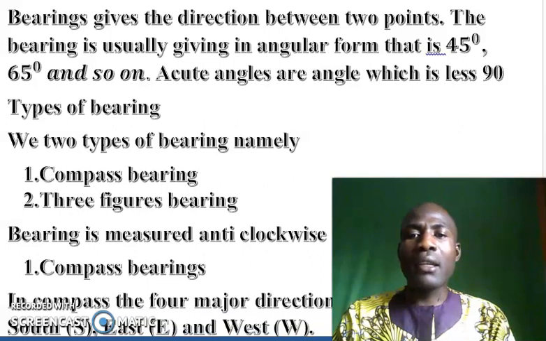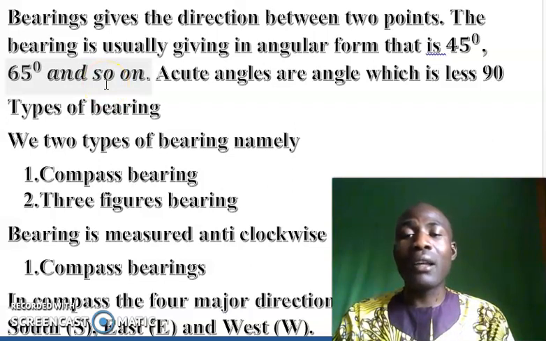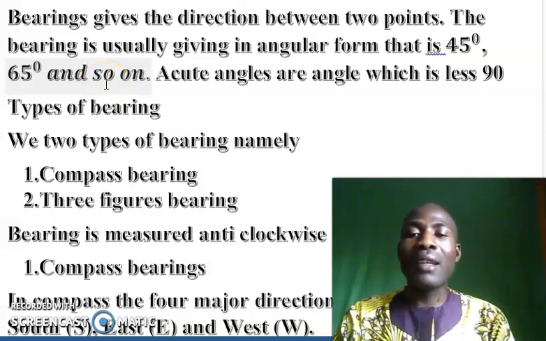We say bearing gives the direction between 2 points. We say the bearing is usually given in angular form, that is 45 degree, 65 degree. It can also be 120 degree. It can be 300, it can be 350, it can be 395, and so on.